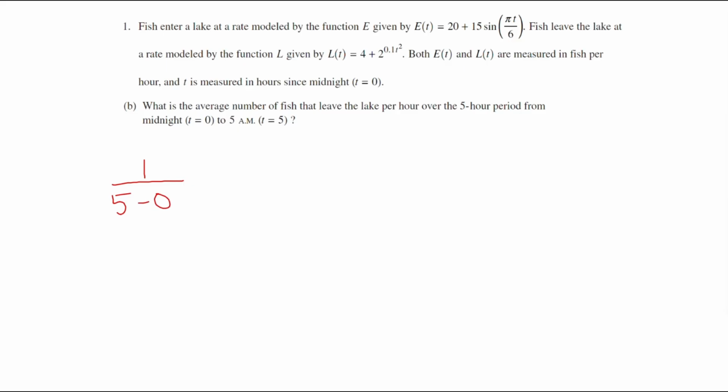So 1 over b minus a is how we start off these average value problems. And then we've got our L of t function here that we're going to integrate from 0 to 5. And so that ought to give us the average number of fish that are leaving the lake per hour. So this is the average of the rate. It's the average number of fish that leave the lake per hour. It's not just the average number of fish. It's the average number of fish that leave the lake per hour. So this is the average of the rate.